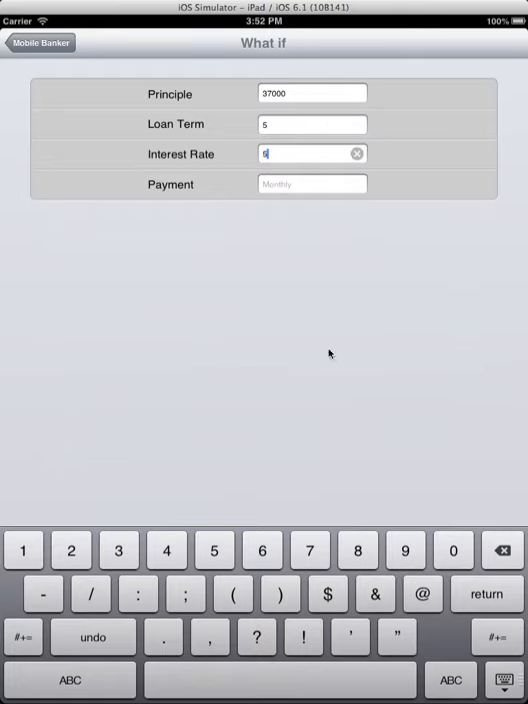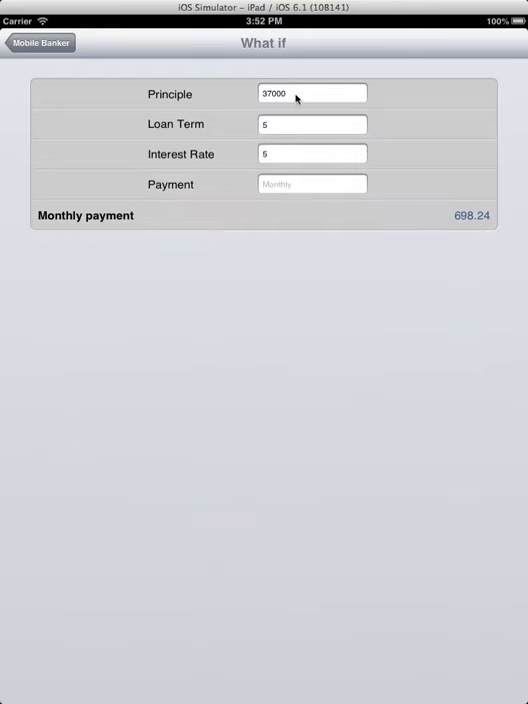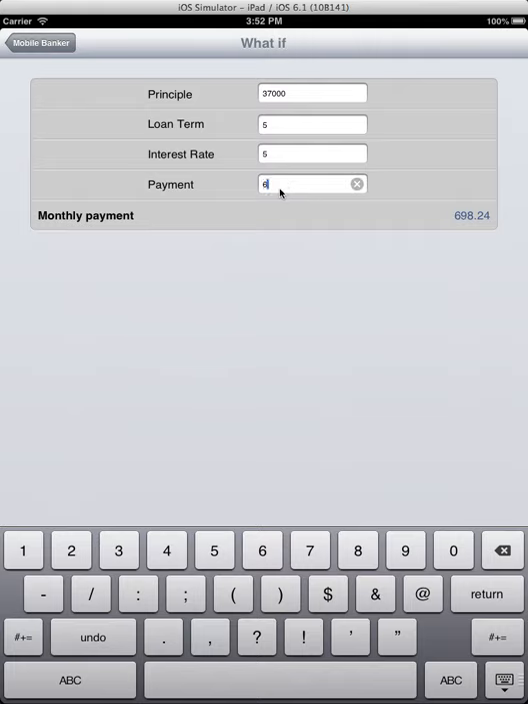Loan term is 5 years, interest rate. So here the monthly payment says 698.24, and we want to calculate the interest rate. And here is what we have. Now we want to calculate the loan term. Here is what we have. Say we have both, and we want to calculate the principal. Then this is what we get.